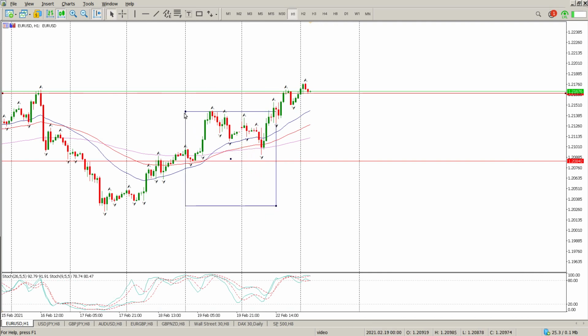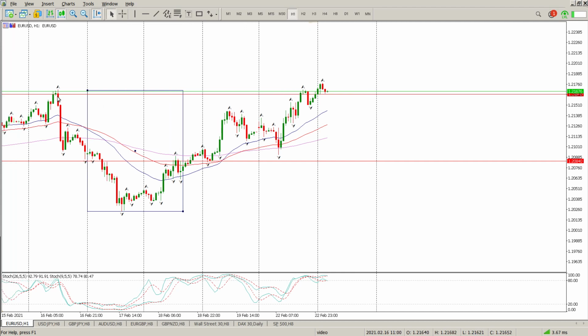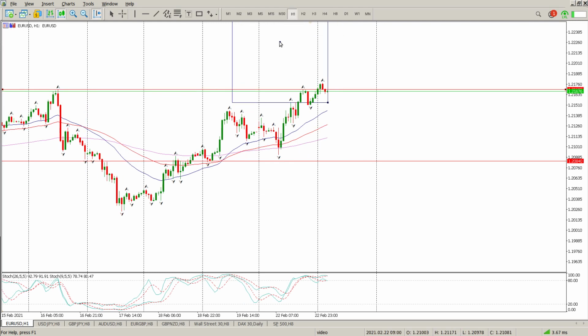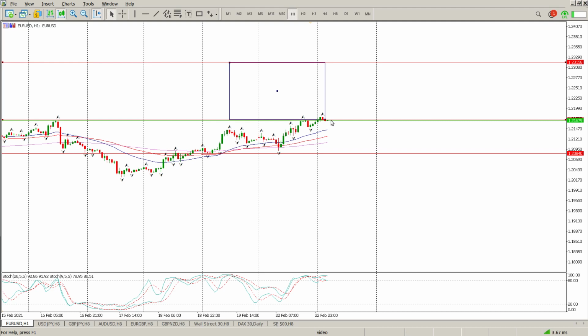Let me just give me one sec here. There we go. So I think what we must do is just move that a little bit up. Okay, so that is our inverse head and shoulders target. So what I'm looking for is a break above this area of 121,698, break, retest, and then a continuation to the upside.